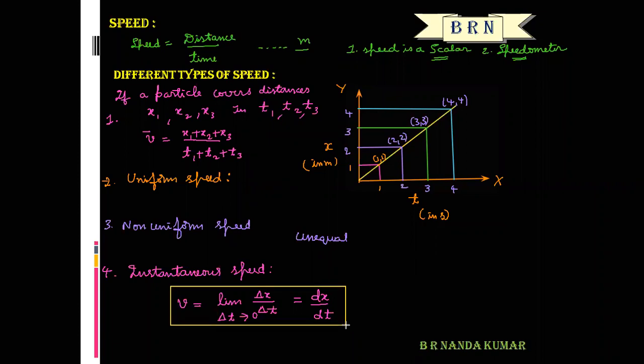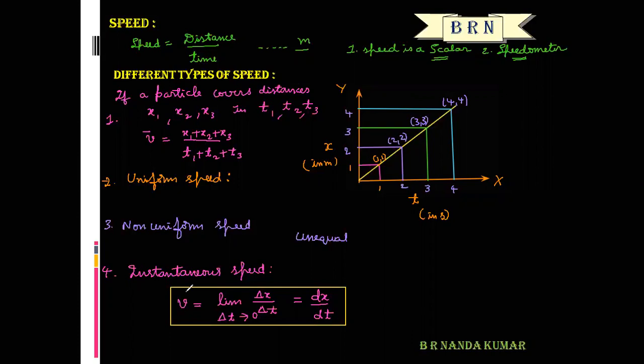Instantaneous speed means the speed of a particle at one particular instant of time. It is very simple: the speed of a particle at one particular instant of time is called the instantaneous speed. What is the meaning of speed? Speed means distance covered per unit time, or the time rate of change of position, without considering the direction. Speed is a scalar physical quantity. The instrument used to measure the speed of a moving object is the speedometer.